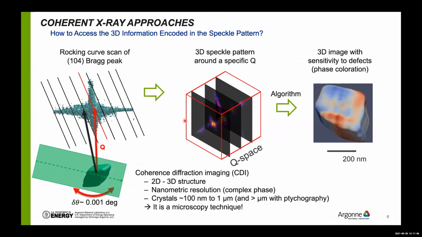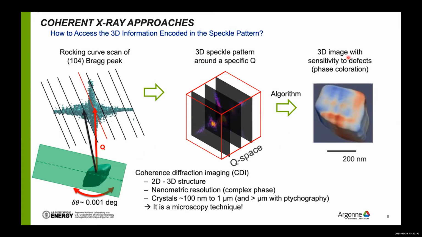Now, the question is, how can we access the 3D information which is encoded in this speckle pattern? Well, we need to perform a rocking curve scan around the 104 Bragg peak, which consists in changing slightly the orientation of the crystal with respect to the direction of the incoming beam in order to sweep the 2D plane of the detector across the diffracted intensity, in such a way that we obtain a series of slices of this 3D speckle pattern around the Bragg peak, from which we can use an algorithm to obtain a proper 3D image of the diffracting crystal.